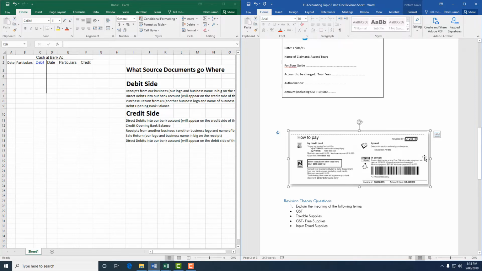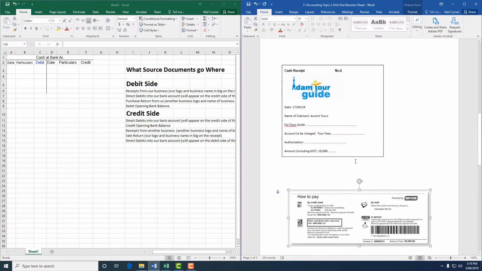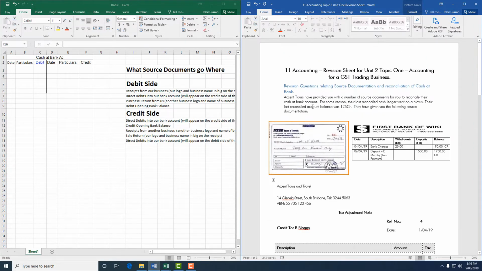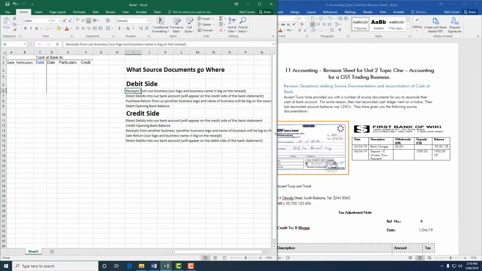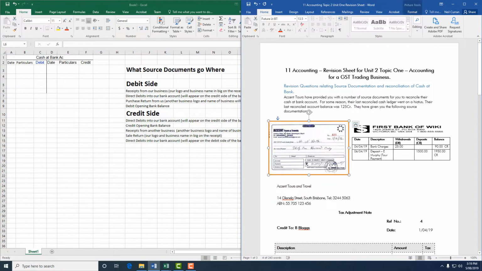Now when you get something like this here, it actually says how to pay. So this is actually an invoice. Invoices don't actually go anywhere because there is no transfer of money coming in or going out of our bank account. The other information that you obviously need to look for is the last balance, and this one here is on the credit side. So going over to our ledger over here, we can see that on the debit side of our bank account are receipts that we have issued to people. The reason I know this one's coming from us is because we've got our logo on it and the business name big on the receipt, like this one here.